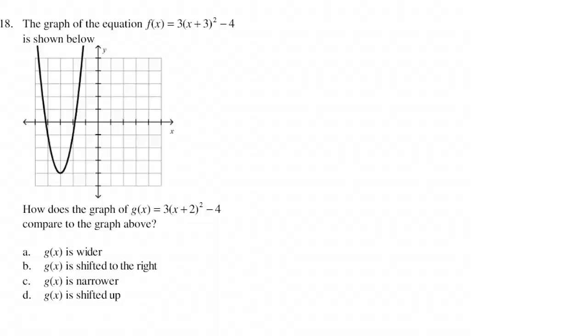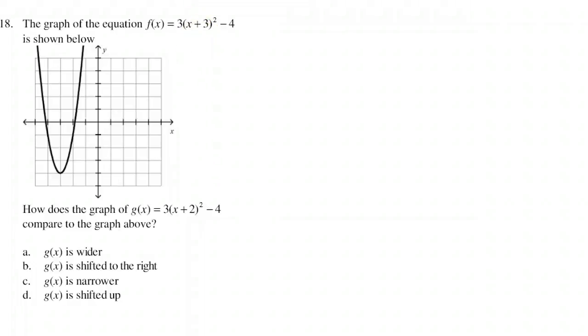So number 18 is similar to number 17, where we have to try and see which of these is true. They give us an original equation, and it's actually graphed in this graph below. Then we have to compare it to this other one that's slightly different. Either it got wider, or it shifted, meaning it moved to the right, or it got narrower, or it shifted upwards, meaning it moved upwards.